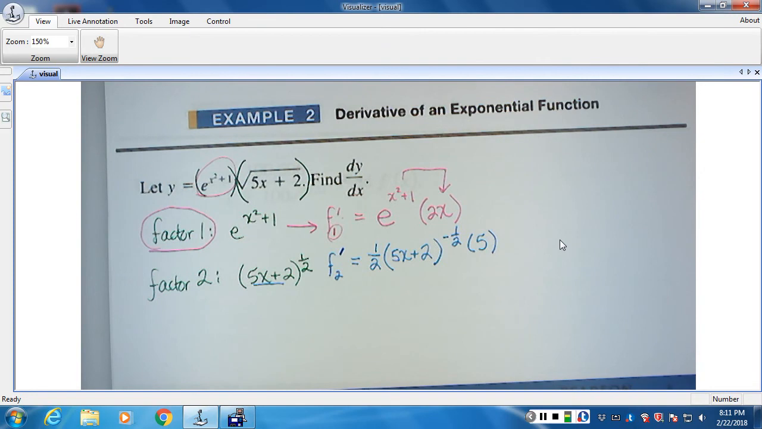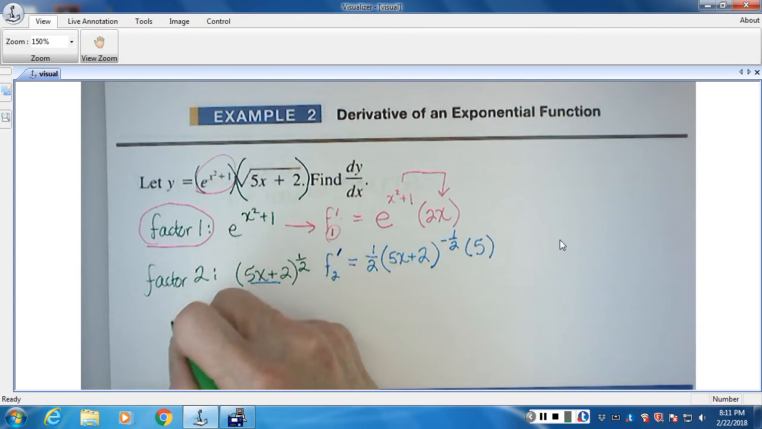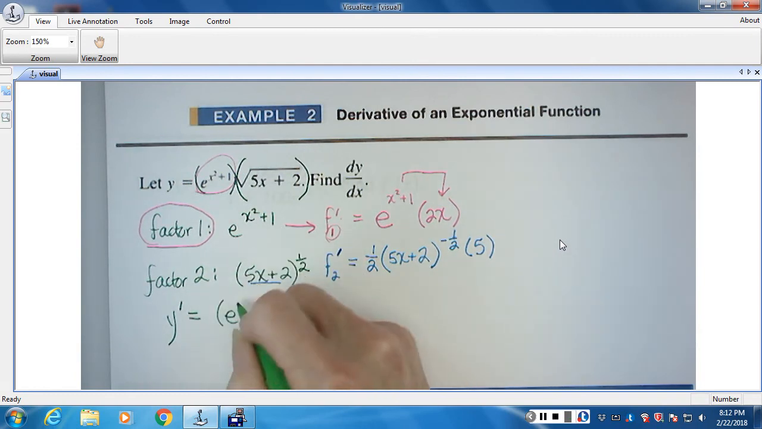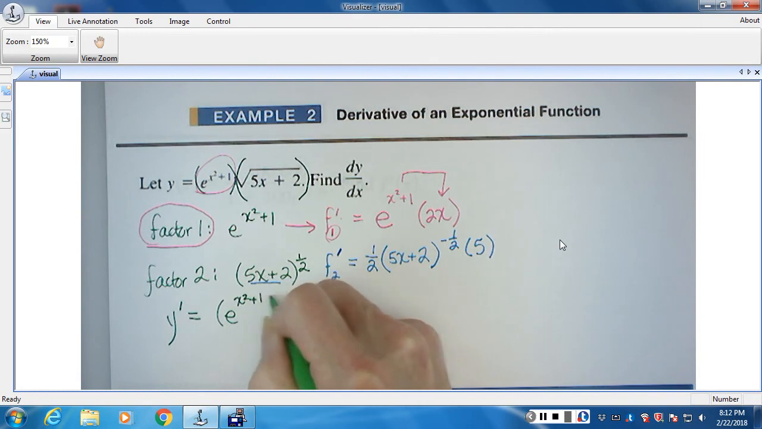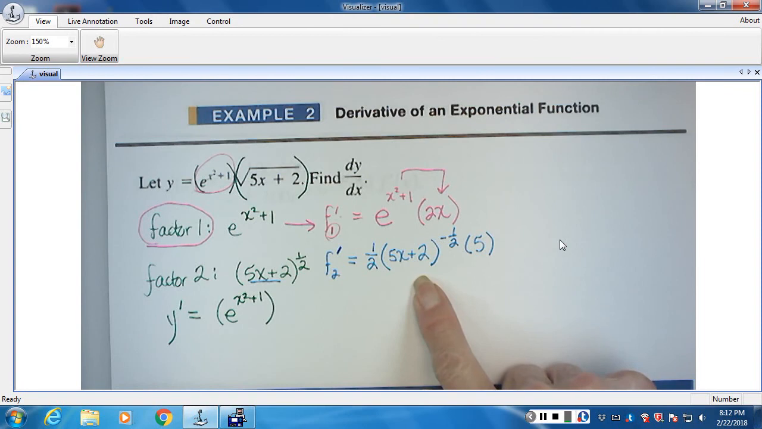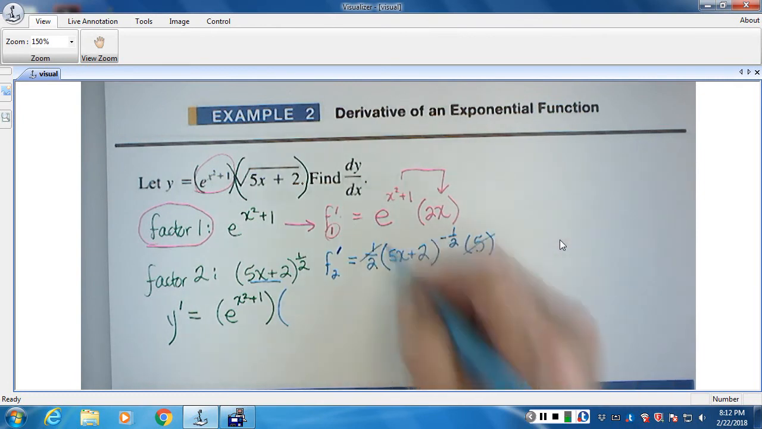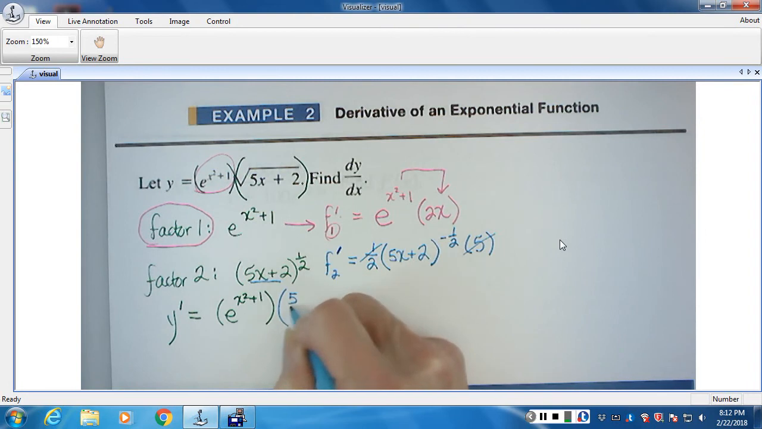So because this is product rule, not power rule, y prime is going to be the sum of two things. It's going to be the sum of factor 1 times the derivative of factor 2, which is right ugly, but that's still what it is. And I think I will take 5 times 1/2 and call that 5/2 just to eliminate a set of parentheses.